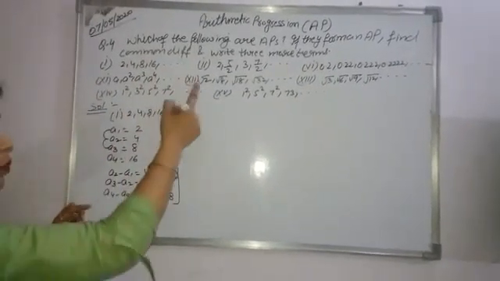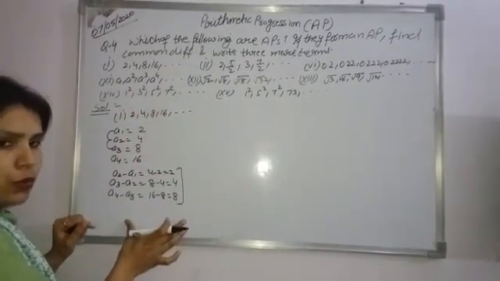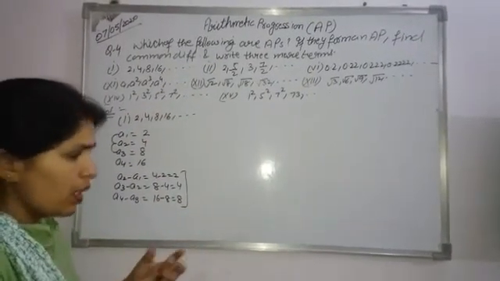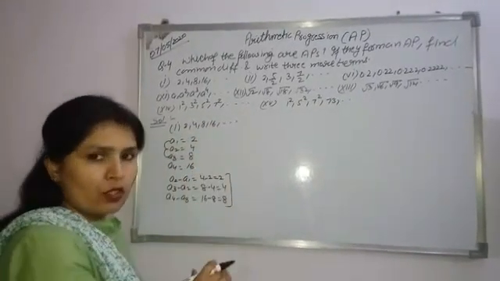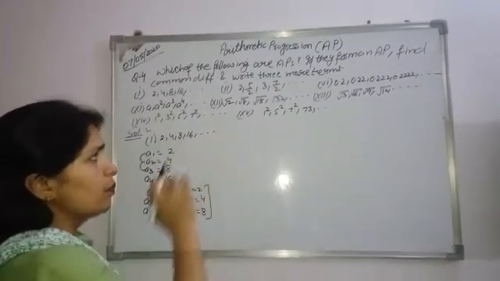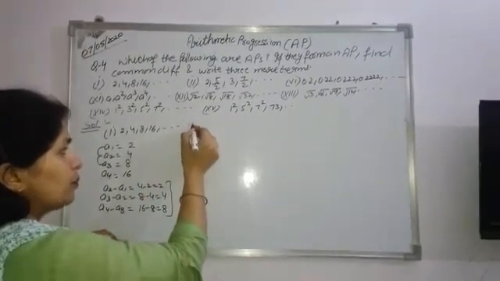Okay. Now come to the next part. Only this is the confusion. You just have to find the difference. If the difference is the same, then we can say that these numbers form an AP. Otherwise, these numbers do not form an AP.